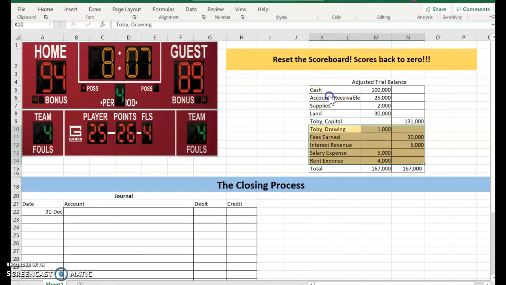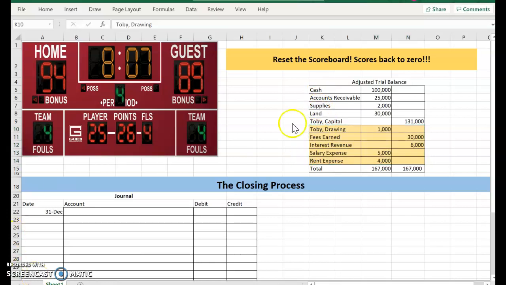And the other accounts you see here are called your permanent accounts. These accounts are called permanent accounts because they don't close to begin the next period. So the ones we're going to be concentrating on are the ones that zero out.